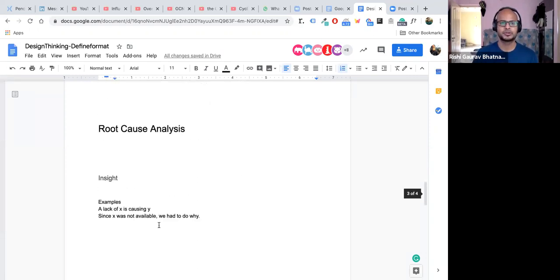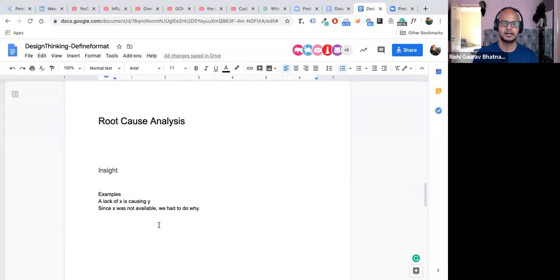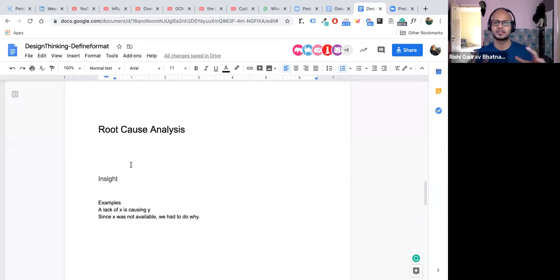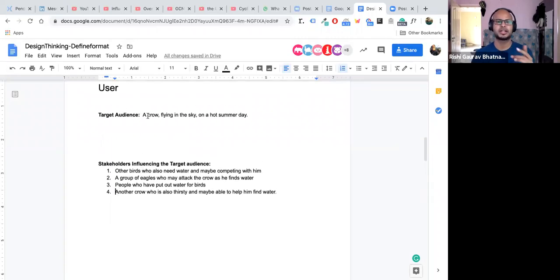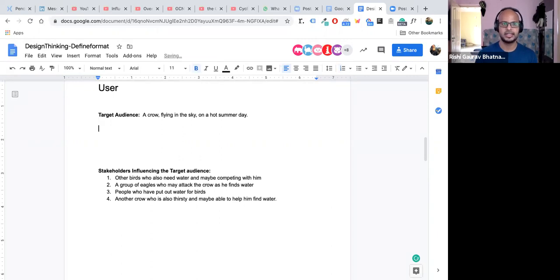Then I'm going to go to the root cause analysis, right? And root cause analysis will also help you identify the need a little bit. If you want, you can also write: a crow flying in the sky on a hot summer day is my target audience. The need for them could be to not be thirsty. You can just write it down here. What is their need?